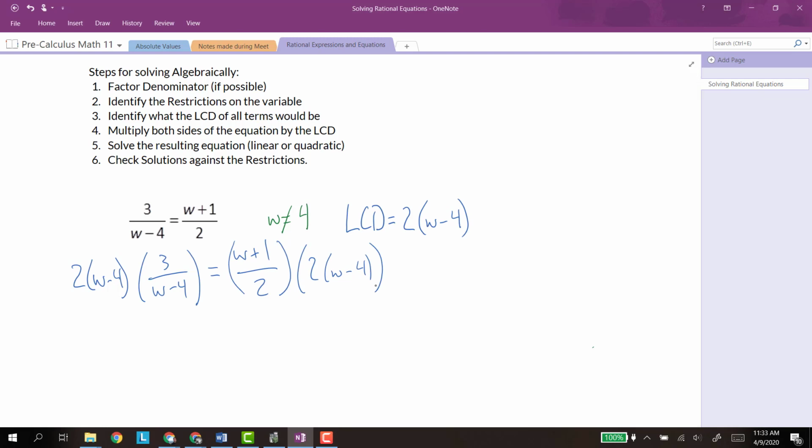We cancel things off because it's going to work out nicely. Look at this. On the left side, w minus 4 cancels with w minus 4. We're left with 2 times 3, which is 6.